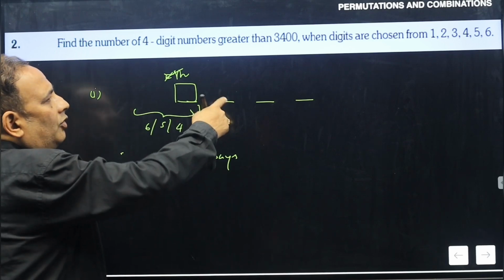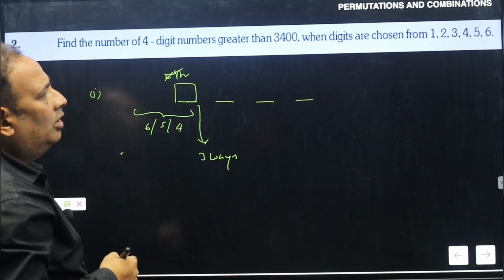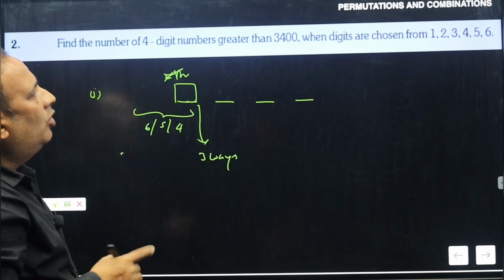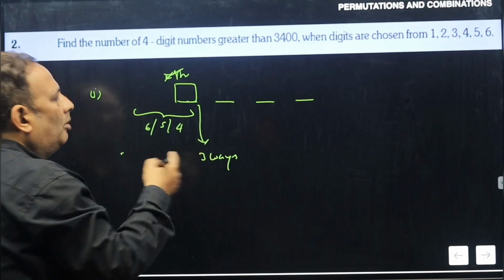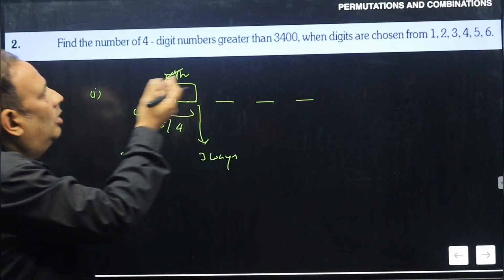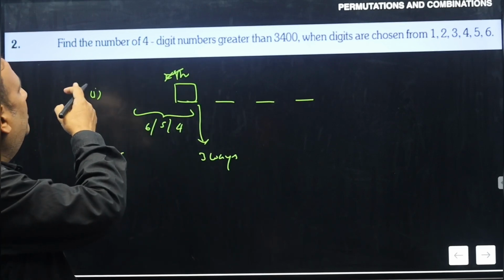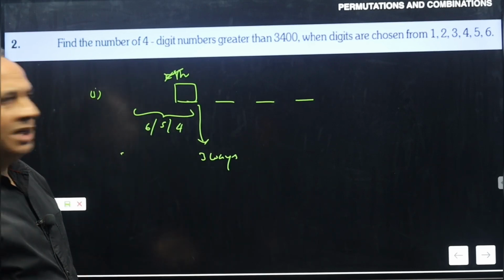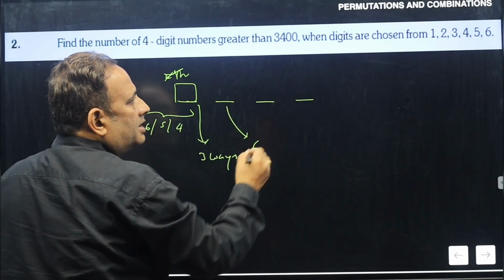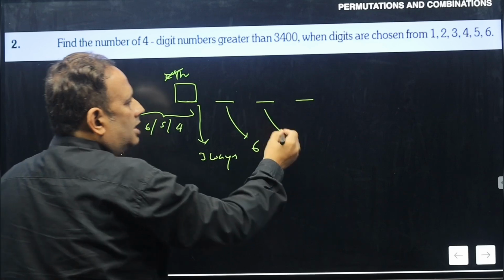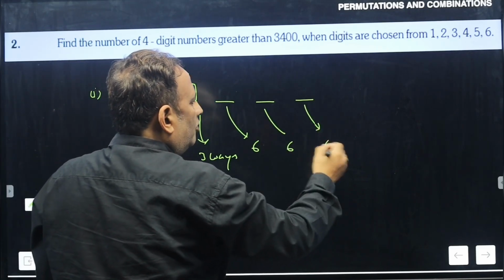Now here we have to opt for a number which is greater than or equal to 4. Any one of the numbers we can take, no problem. Whether the numbers can be repeated or not is also a question here, but nothing is given for the 4-digit number, so we can repeat, no problem. So this can be filled in 6 ways. This can also be 6 ways, and this also 6 ways.